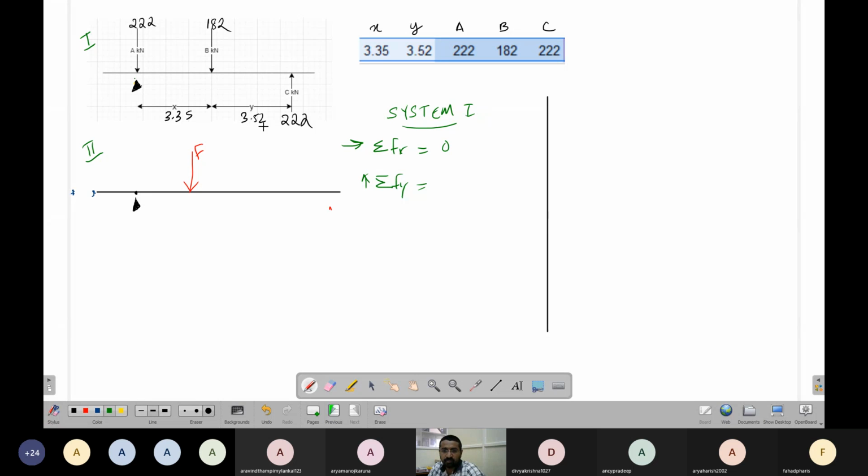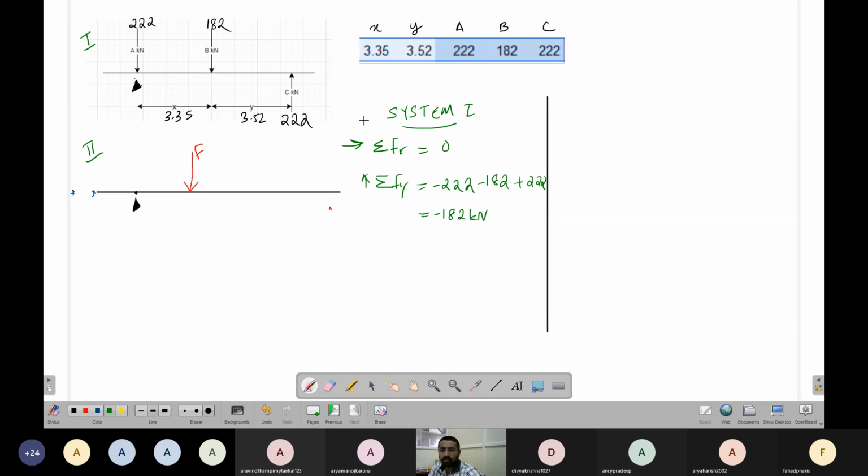Summation of, what is summation of force about y direction? Y direction up is positive. So this is a negative force, minus 222. This is also negative force, minus 192. This is a positive force, plus 222. So how much is this? This is basically minus 222 minus 192 plus 222. So this is two forces at 222. Okay. So this is minus 182 kilonewton.